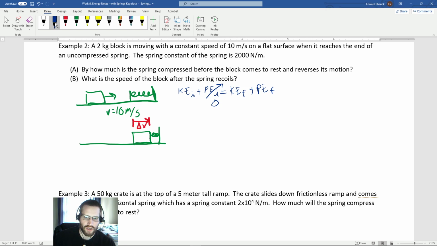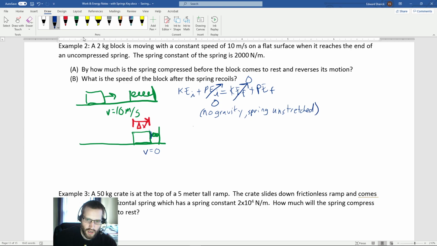And since the spring is unstretched, there's no initial potential energy. So we have 0 there because there's no gravity and the spring is unstretched. For the final kinetic energy, we want to look at this moment right here when it reaches a velocity of 0. So the final kinetic energy is going to be 0, and we're going to have a final spring energy that's stored in this spring here as it's stretched.